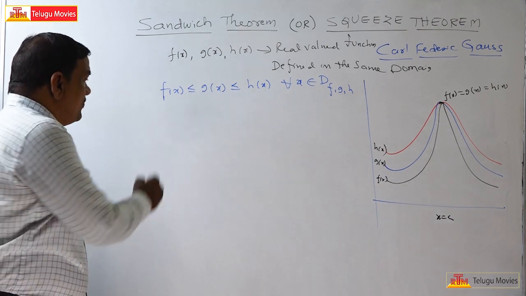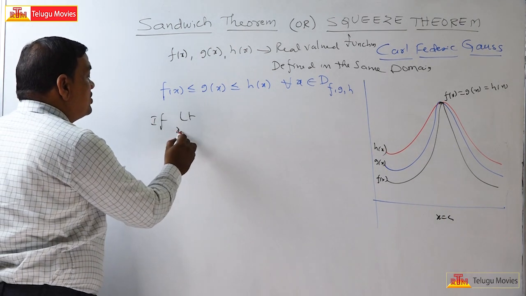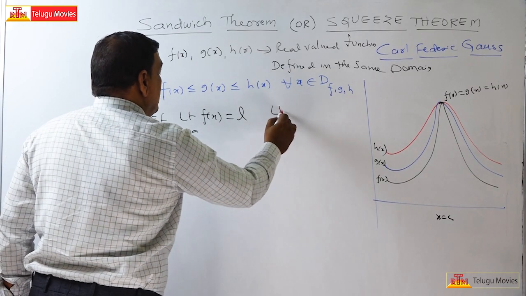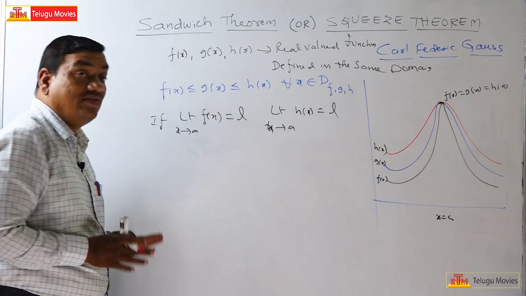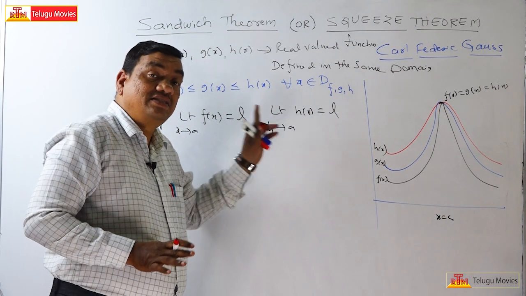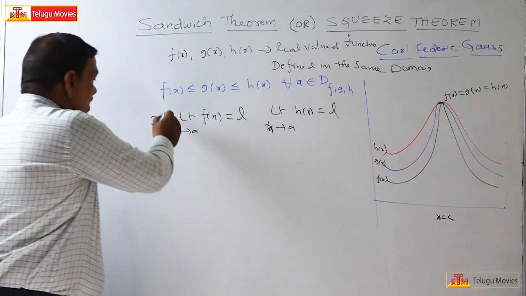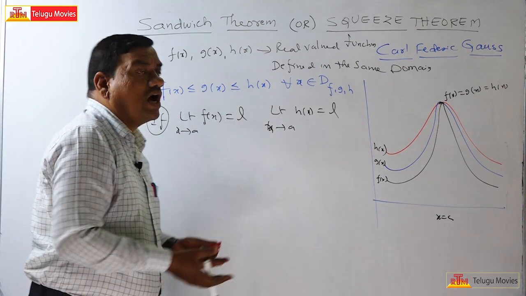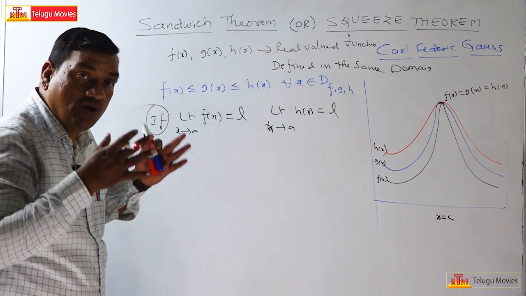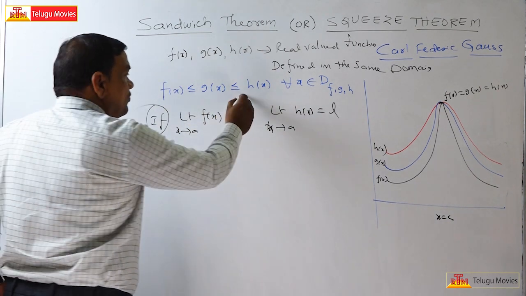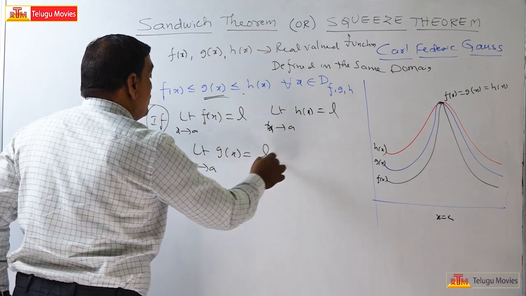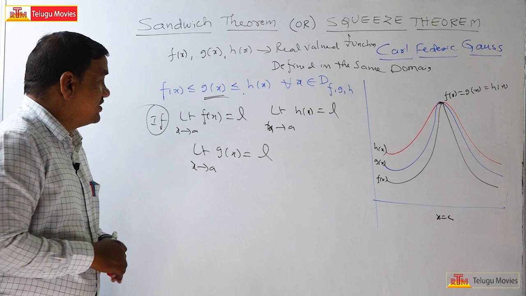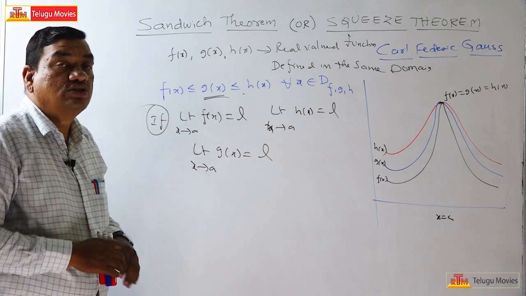Then first, the limit as x tends to a of f of x exists and its value is L, and the limit as x tends to a of h of x also exists and its value is L. Only then do both have the same limit. We are only saying "if"; there is no rule that both should have the same limits. If they do, then according to the sandwich theorem, the center function, the limit as x tends to a of g of x, is also L. The center limit also exists.